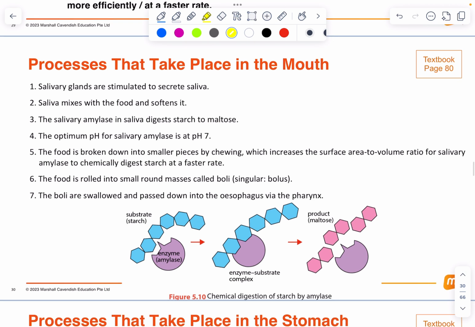In the mouth, your salivary glands are stimulated to secrete saliva, and this saliva contains salivary amylase. The saliva will mix with the food and soften it, leading the salivary amylase to digest your starch to maltose. This is the first of the main parts of digestion you need to know.